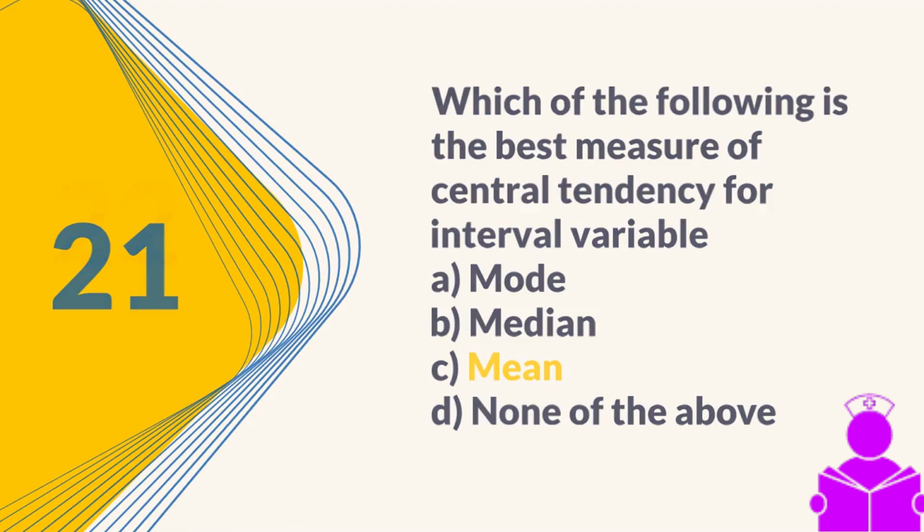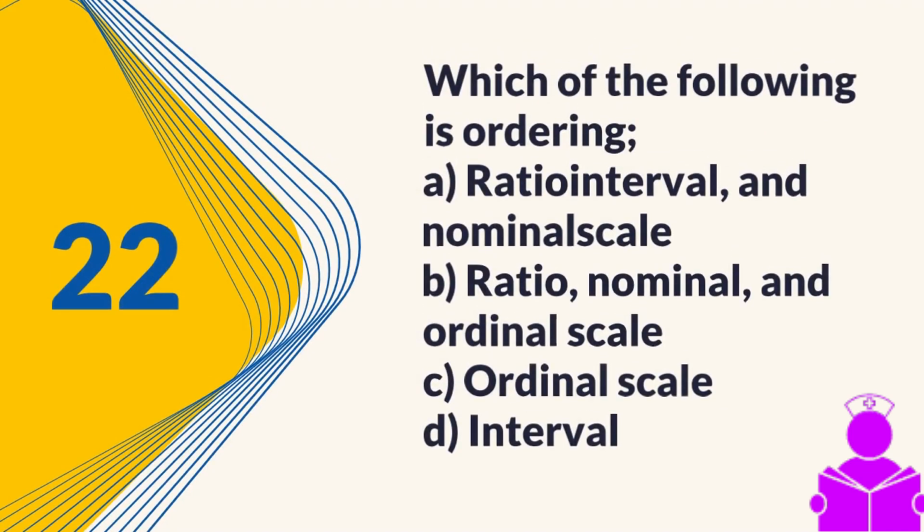22. Which of the following is ordering? A. Ratio, interval, and nominal scale, B. Ratio, nominal, and ordinal scale, C. Ordinal scale, D. Interval.